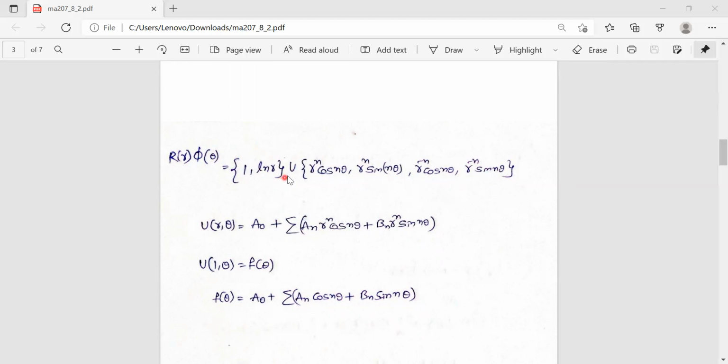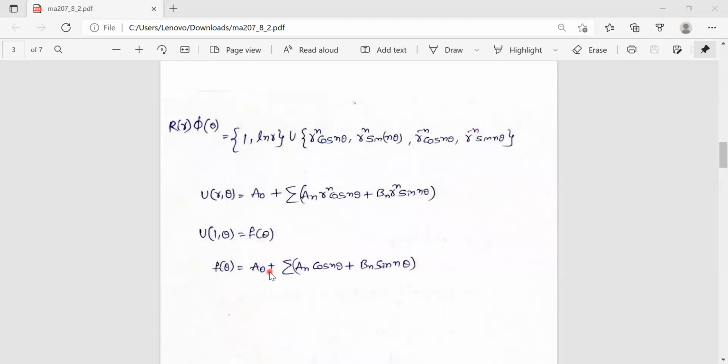If this should be a finite value at r equal to 0, then we can ignore this and this, because at r equal to 0 this tends to infinity and this tends to infinity. So we can take the remaining terms, if and only if this is finite at r equal to 0. Then we can find a_n and b_n using this. If we substitute r equal to 1, we get f of theta. So we can find a naught, a_n and b_n by finding the Fourier series coefficients of f of theta.